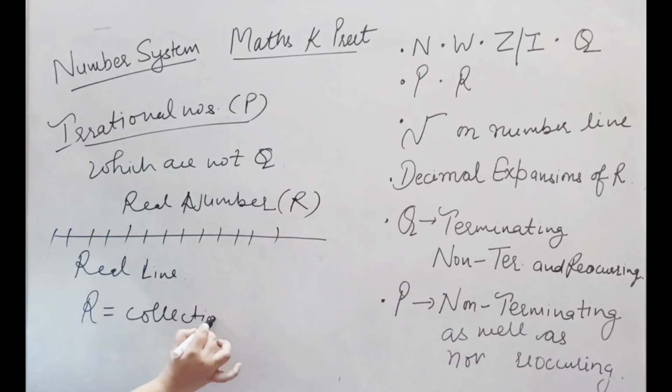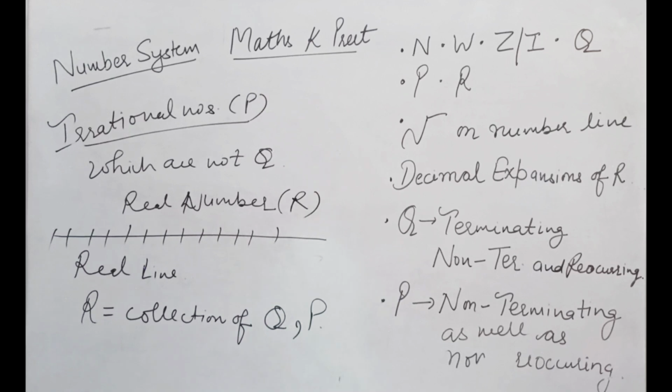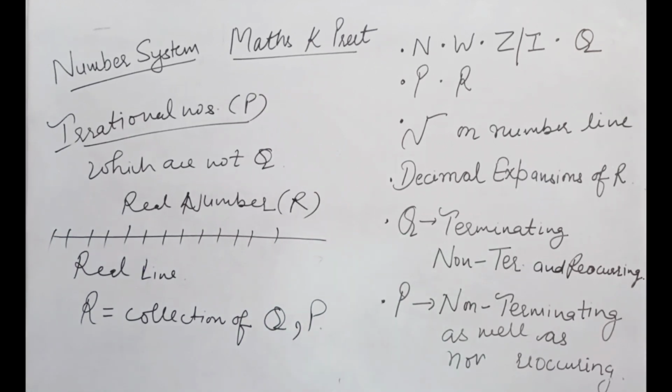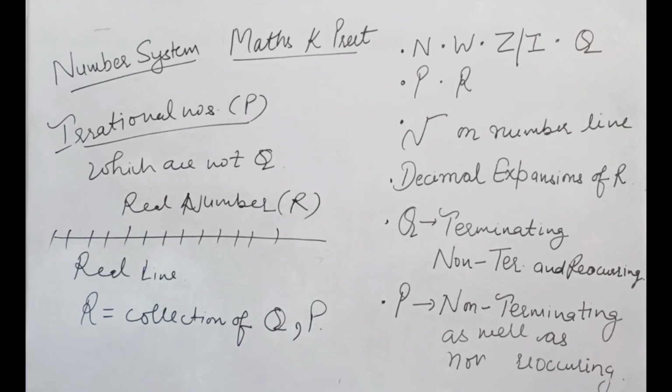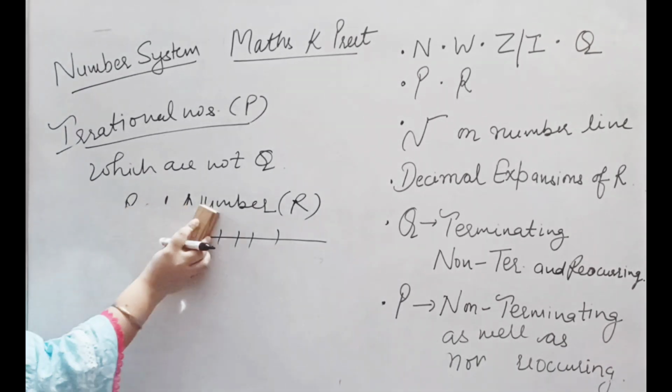Real numbers are a collection of rationals and irrationals. So every real number can be shown on this number line. Let's do a question.